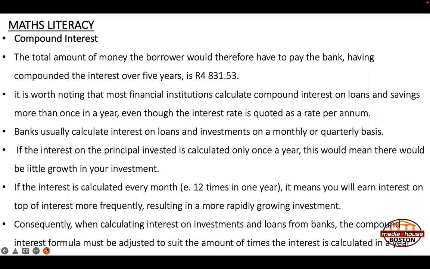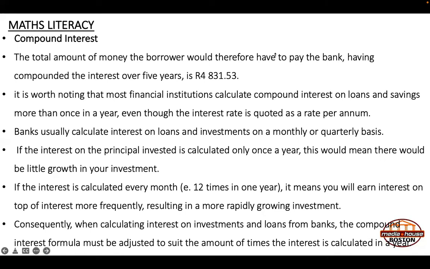So most financial institutions calculate compound interest on loans and savings more than once in a year, even though the interest rate is quoted as a rate per annum. Yes. Banks usually calculate interest on loans and investments on a monthly or quarterly basis, like I was telling you guys. So it just depends on the basis on which the interest is taken. If the interest on the principal invested is calculated only once a year, this would mean there would be little growth in your investment. If the interest is calculated every 12 months, it means you will earn interest on top of interest more frequently, resulting in a more rapidly growing investment.